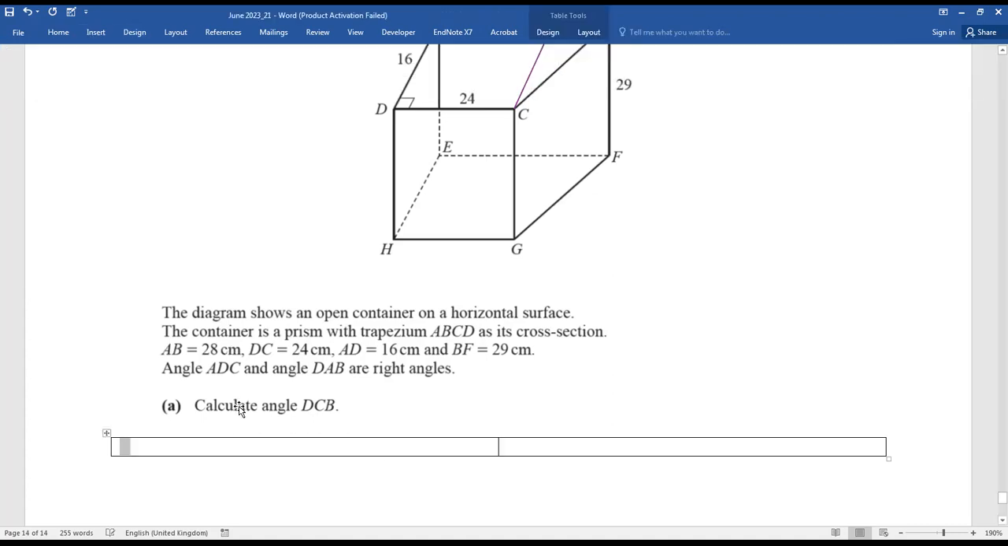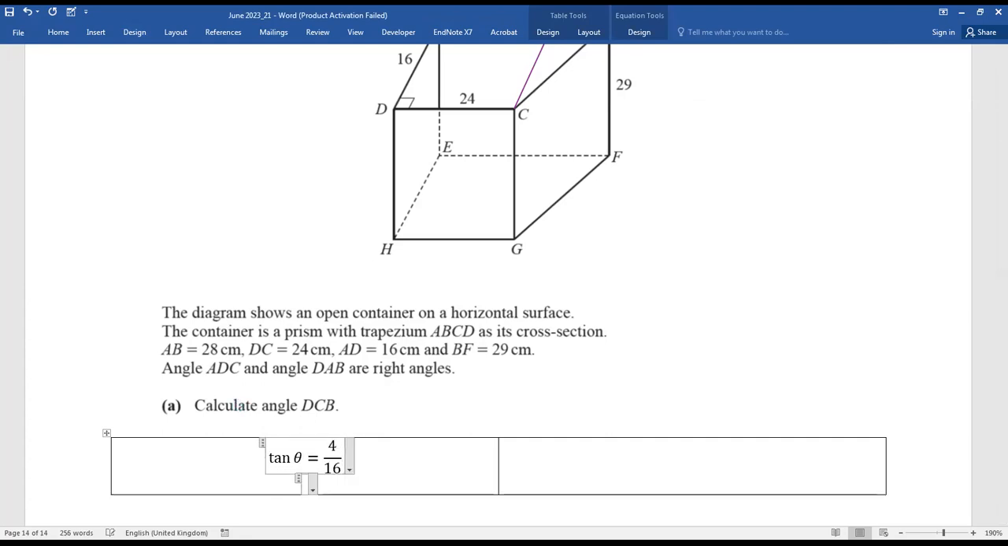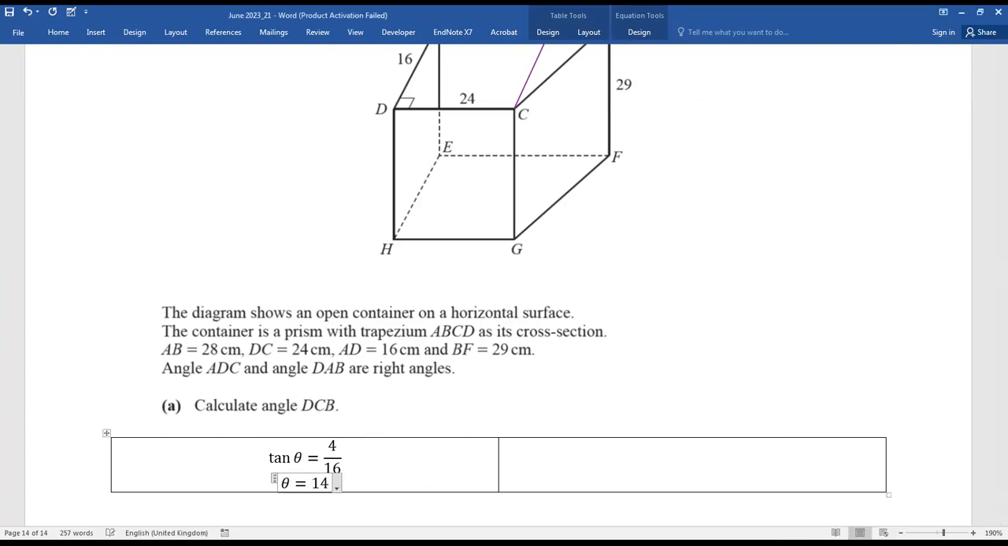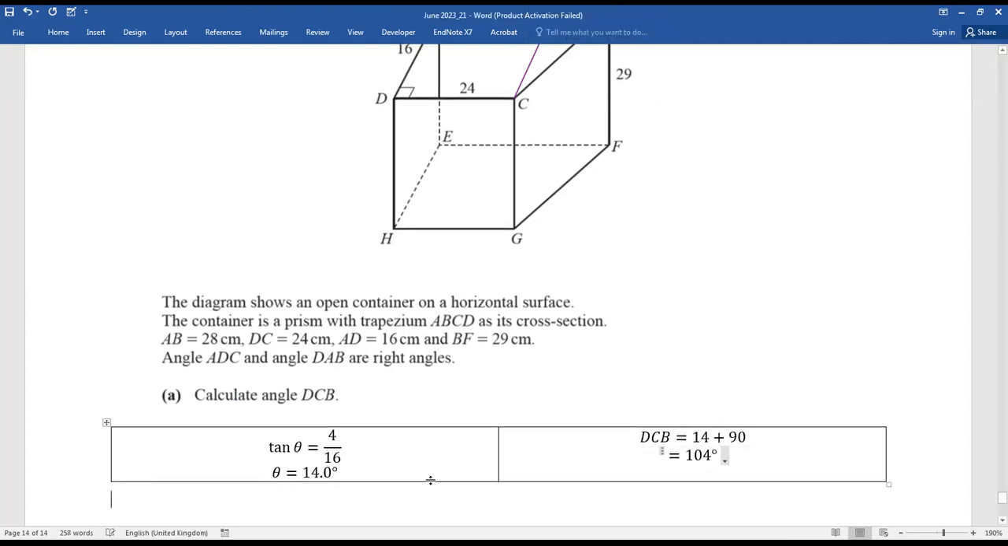I'll say that tan theta is opposite, 4, upon 16. That will give me my theta, which is tan inverse of 1 over 4. I've simplified 4 over 16, 14.0 degrees. So DCB will be 14 plus 90, which is 104 degrees. Moving on to part B.